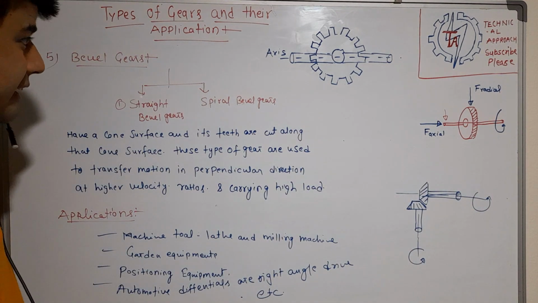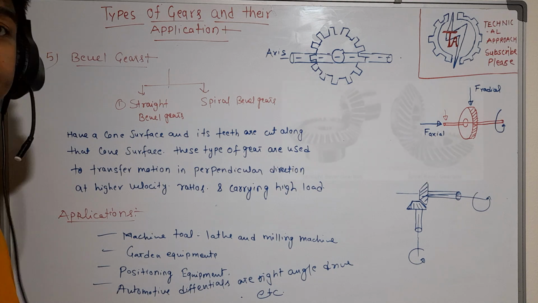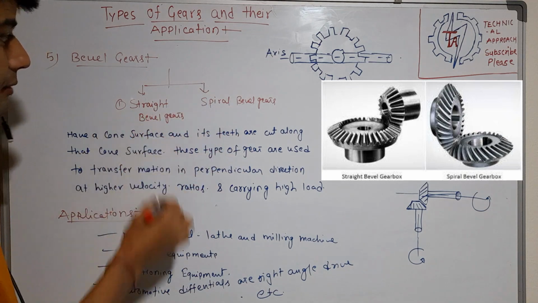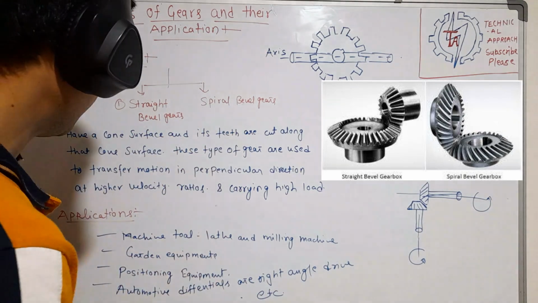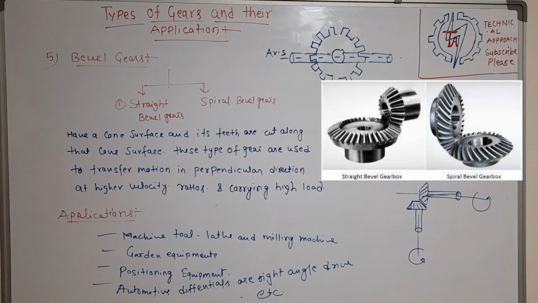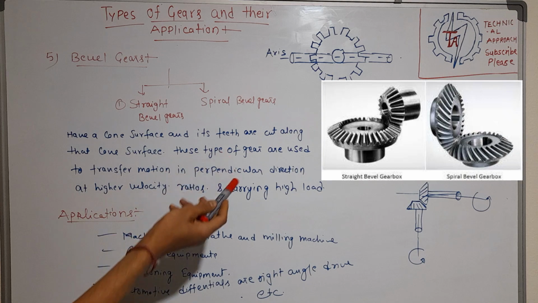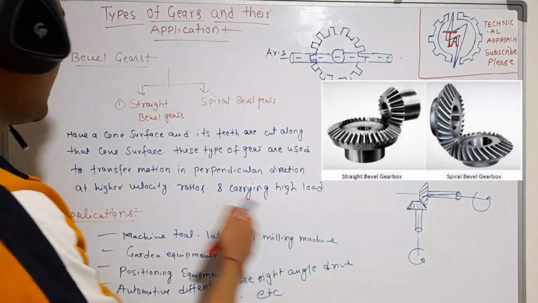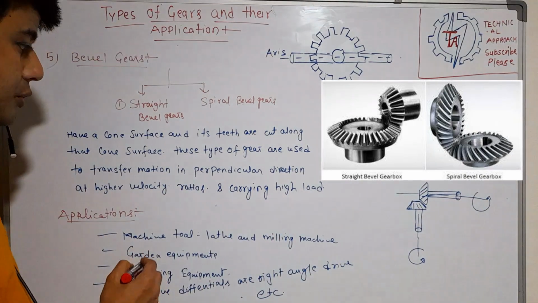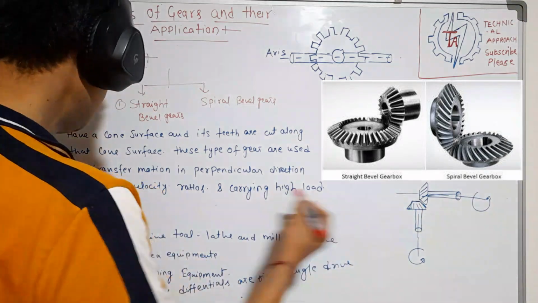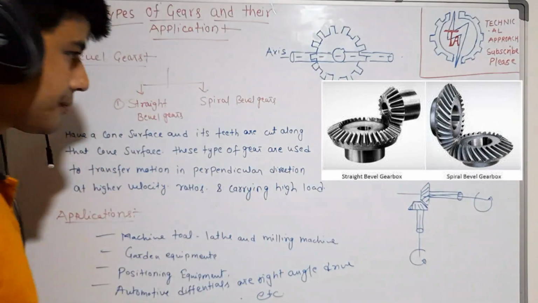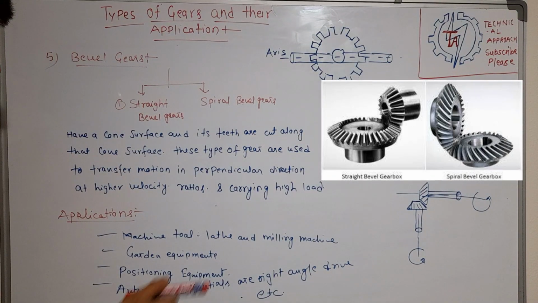फिफ्थ है हमारा बेवल गियर. Bevel gears are classified in 2 parts: straight bevel gear and spiral bevel gear. Bevel gears have a cone surface and their teeth are cut along that cone surface. This type of gear is used to transfer motion in perpendicular direction at higher velocity ratios and carrying high load. It's mostly used in automotive.